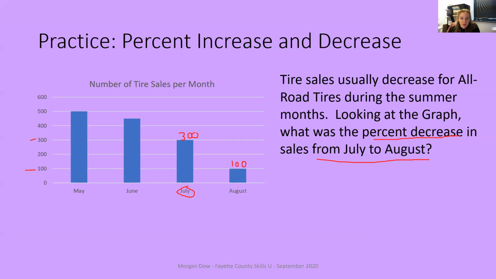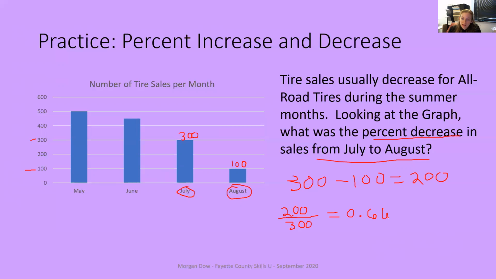So from July to August, the sales decreased 200. I keep saying dollars, it's not dollars, it's just the number of sales. The sales decreased by 200. And now we want that as a percent. So we're going to take our 200 and compare it to the original amount, compared to the whole. 200 divided by 300 will give you a decimal of 0.6 repeating.